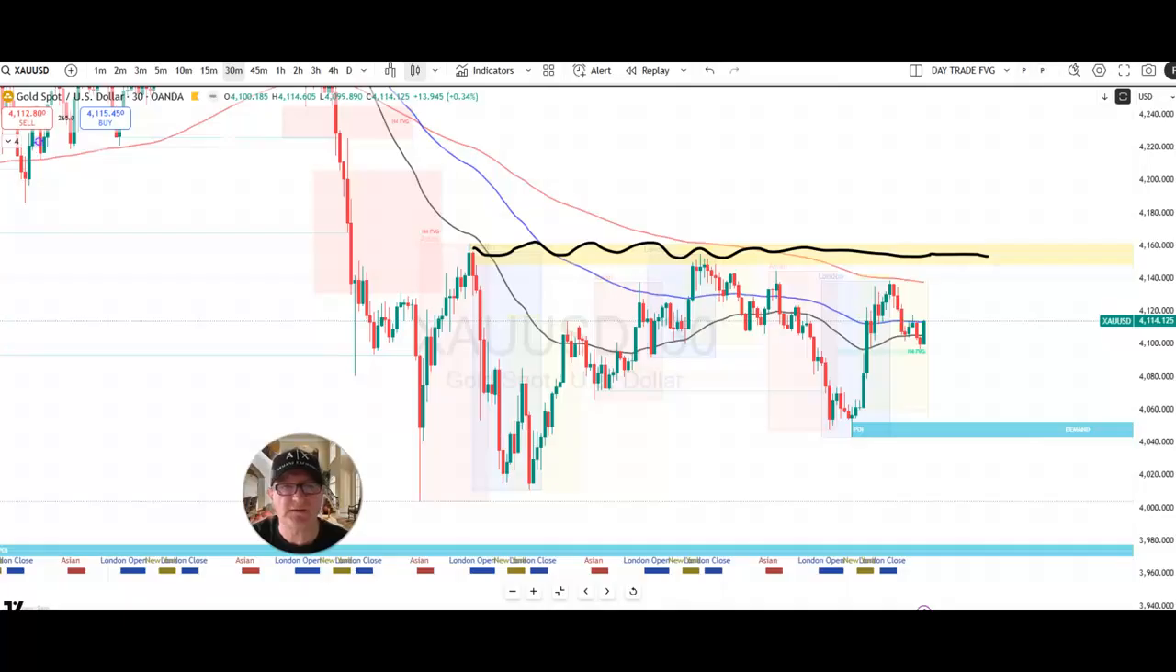So this is a 30-minute chart, as I say. And what I've got here, I've got the 200, I've got the 100, and I've got the 50. So the bias is down. So if the 50 is below the 100, below the 200, then the bias for the day is sell. It's down, clearly. That's fairly obvious, I think.